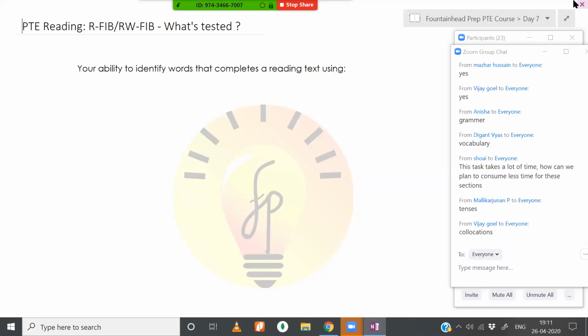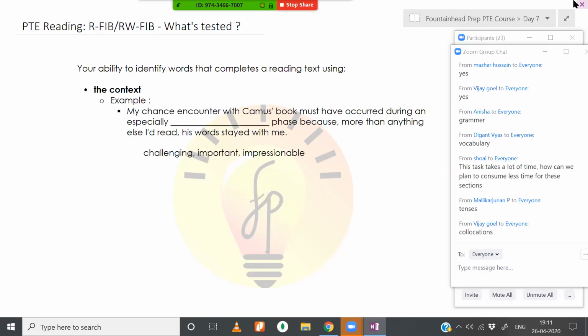Basically, through these blanks, your ability to identify words that complete a reading text using the context is one thing tested. So it's very, very important that you understand the context of the text. If you understand the context, you will be able to answer a few blanks correctly. For example, can you look at this example and say what is the correct answer? There is one blank, and I have given 3 options here. Let's see how many of you will get this right.